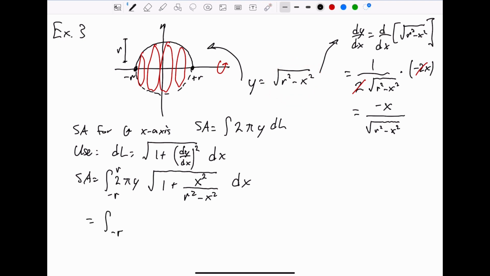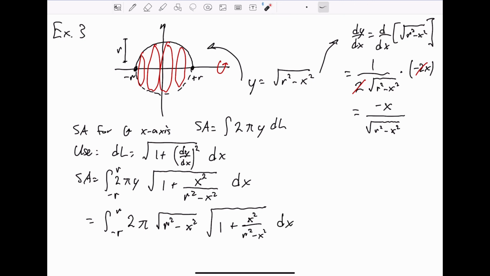So we integrate from negative r to positive r, 2 pi times the square root of r squared minus x squared times the square root of 1 plus x squared divided by r squared minus x squared dx. Take a look at this integral. Doesn't this look kind of terrible? It looks really messy and really difficult, and it's intimidating at this step. And I wouldn't blame you if you wanted to just stop here, maybe throw this into a calculator or something and evaluate it that way. But this one we can actually solve by hand, and it's not as bad as it looks, I promise.